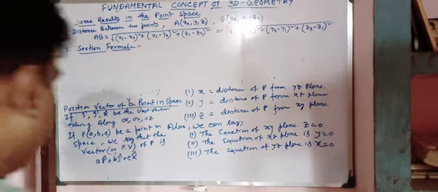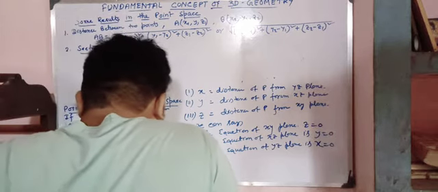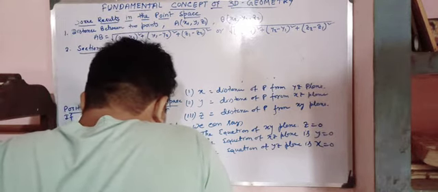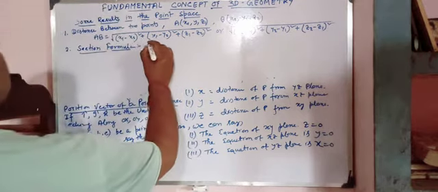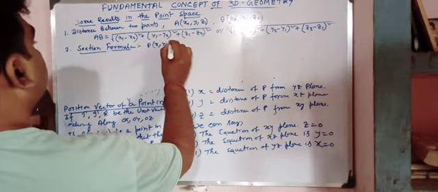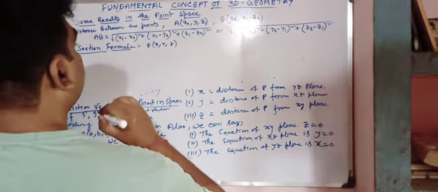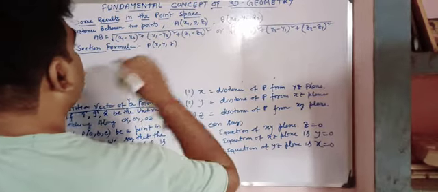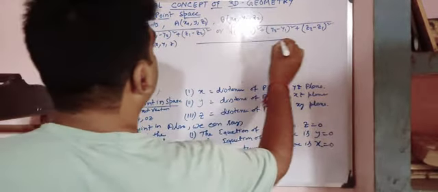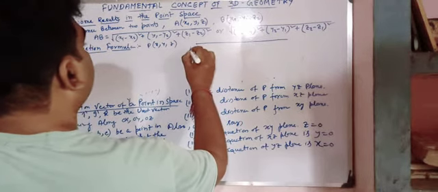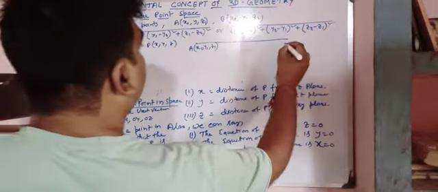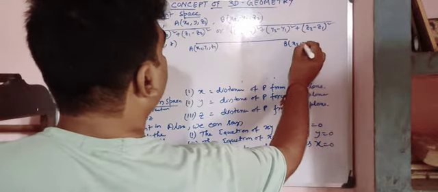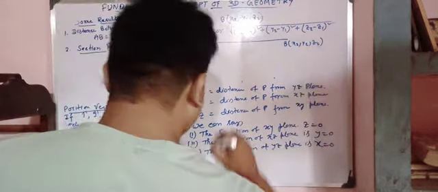Section formula. What is the section formula? Suppose we take a point P(x, y, z). It divides a line. The line is from A to B, where the coordinate of A is (x1, y1, z1), and B is (x2, y2, z2).